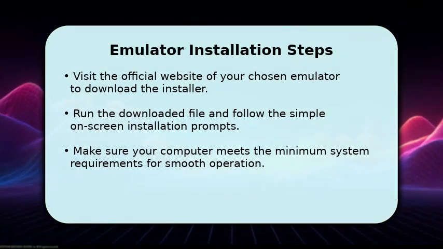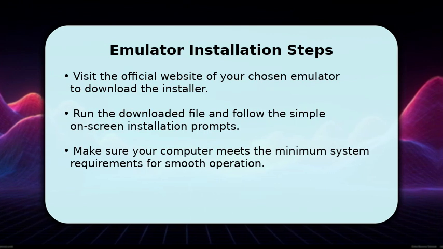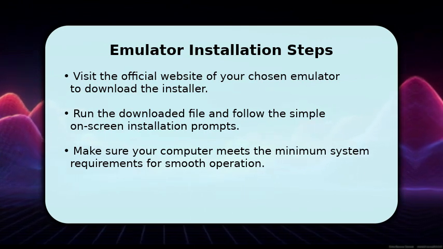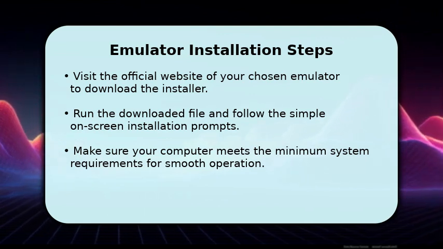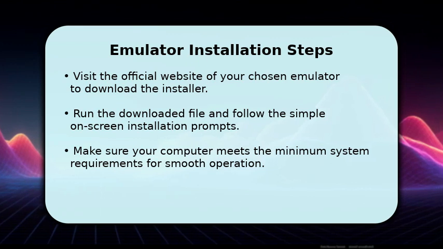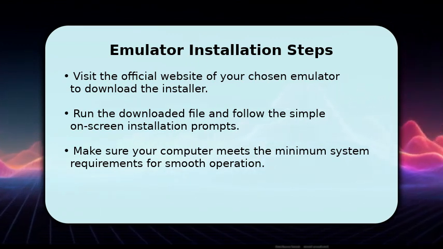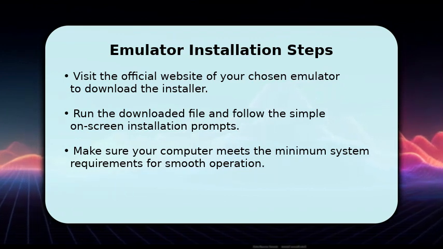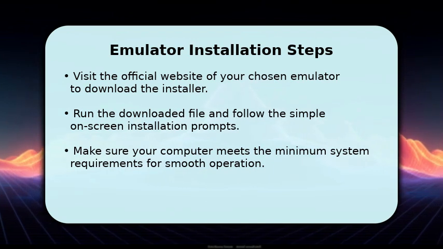Once you have decided on an emulator, navigate to its official website and download the installation file. After the download completes, locate the file and run it. The installation process is typically straightforward, guiding you through a few steps. It is crucial to ensure your personal computer meets the minimum specifications, such as at least 4 GB of random access memory for the best performance.